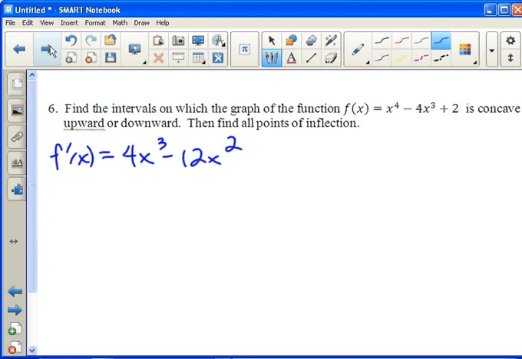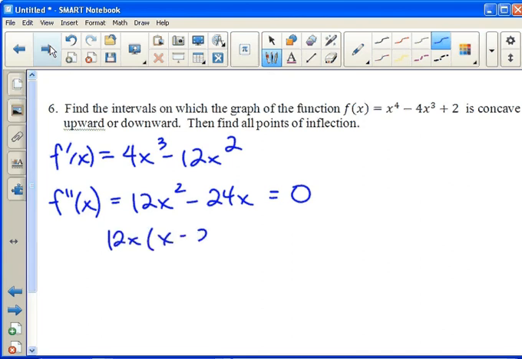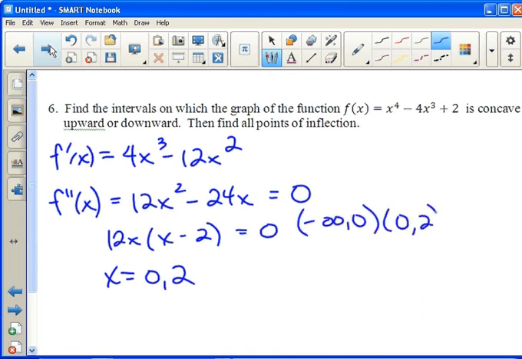I set it equal to 0, factor out a 12x, and I get 0 and 2 as potential points of inflection. So I'll do negative infinity to 0, 0 to 2, 2 to infinity. And here we're plugging test points in the second derivative. So again, you can plug it in here or here. I'll use the second one.